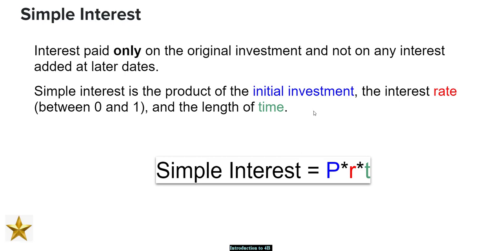The formula for simple interest is simply the product of the initial investment, which we often call the principal, times the interest rate, which is often given as a percentage. We typically rewrite it as a number between 0 and 1. And lastly, the length of time. So we take the product of these three values. This gives us the interest paid only on an original investment and not any interest added at later dates. Remember that in problems, if you were asked to find the total amount, including your initial deposit, you may need to add that initial investment to this product because this is only giving you the simple interest.